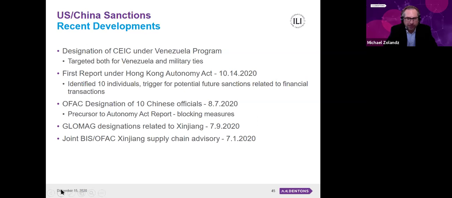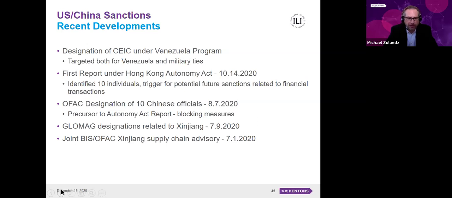So taking these in reverse order, what you see is that these programs are being deployed across multiple agencies, very frequently connected to one another. You see the early July issuance followed by GLOMAG designations in relation to the advisory, and then further actions occurring under the HKAA, but practically speaking, they're all integrated.